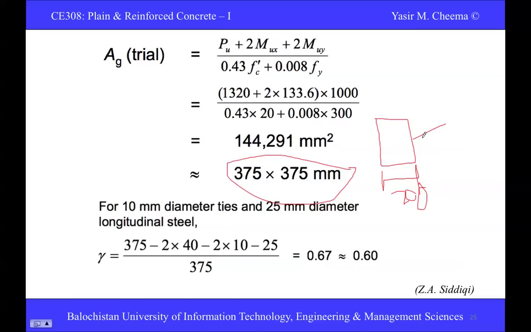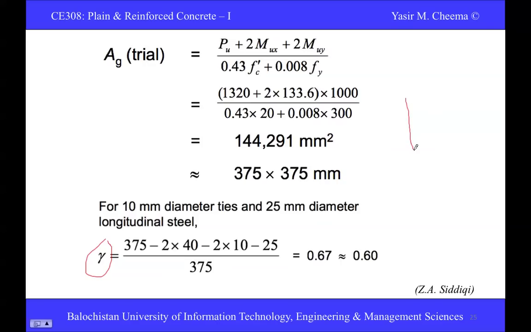So it is for 10 mm diameter ties and 25 mm diameter longitudinal bars. We need to find one thing, that is this gamma. What does this gamma actually mean? Let's say this is our column, and there is reinforcement here and reinforcement over here, let's say 3 bars on each side. The gamma value is the center to center distance between these two lines.